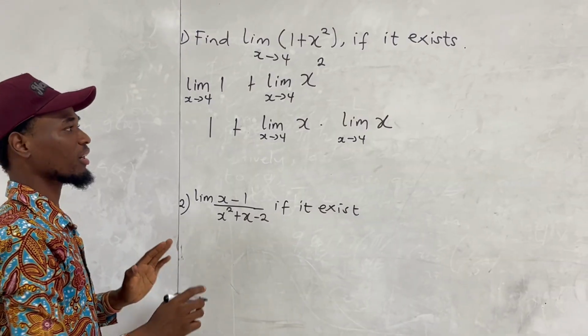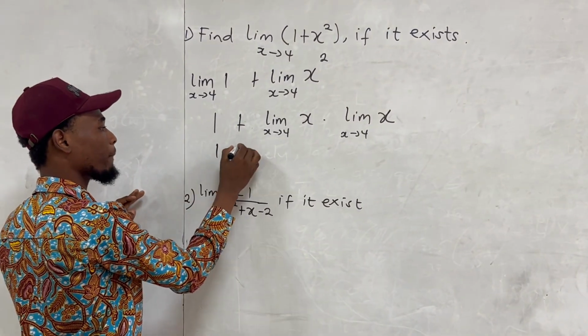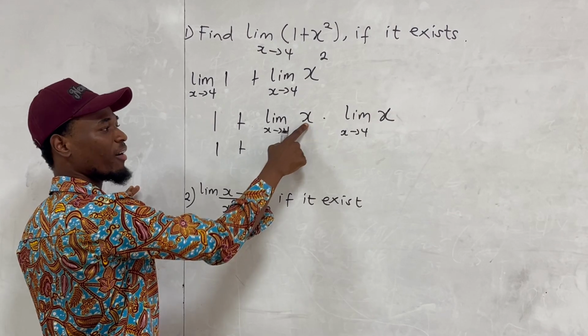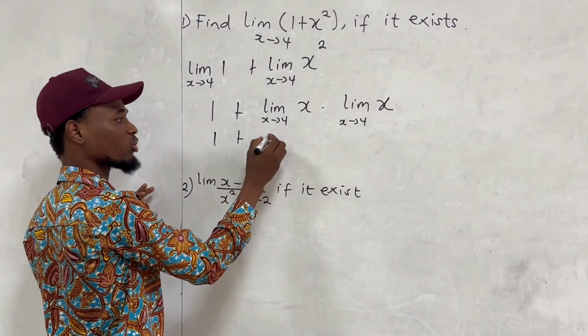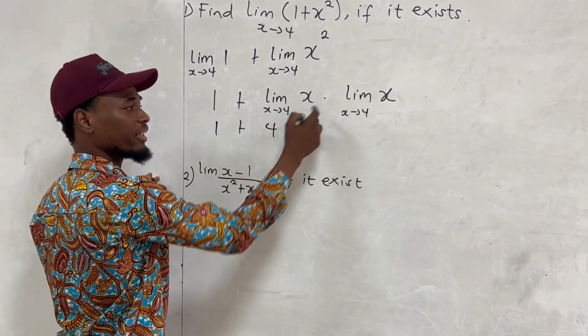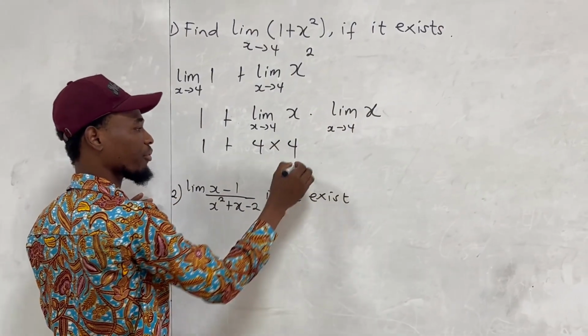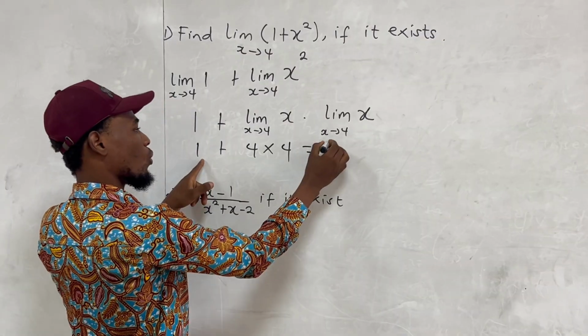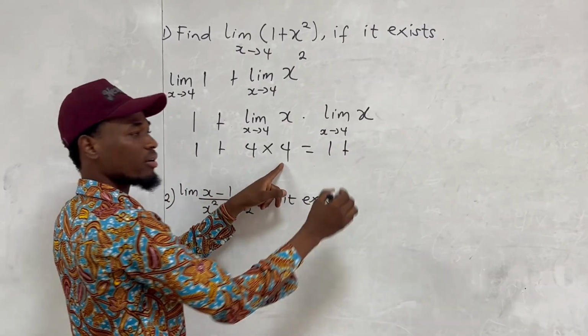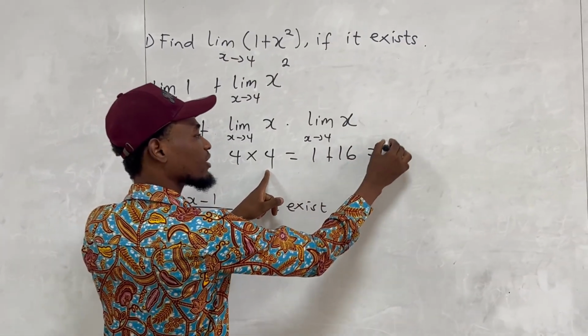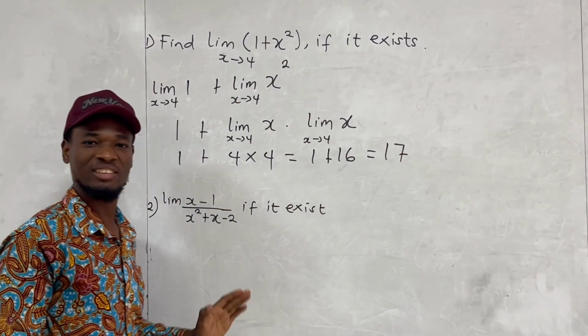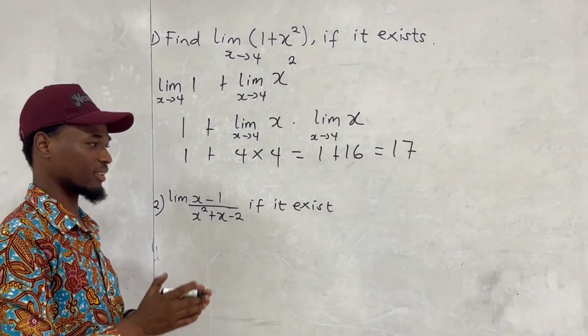As simple as that. So I get 1 plus, wherever I see x, I put 4 there, times 4. This gives 1 plus 16, so the answer is 17. As simple as that.